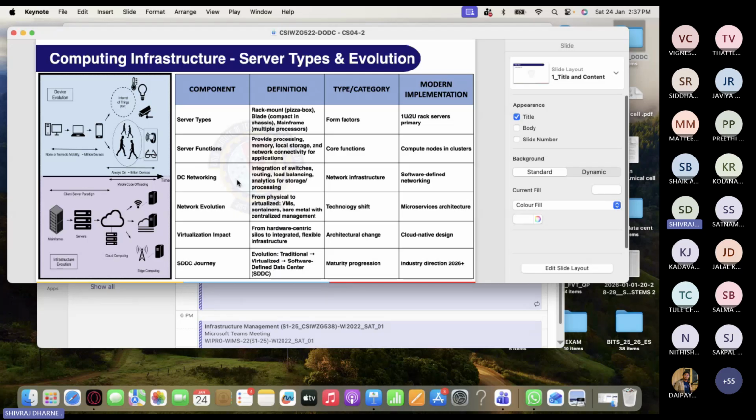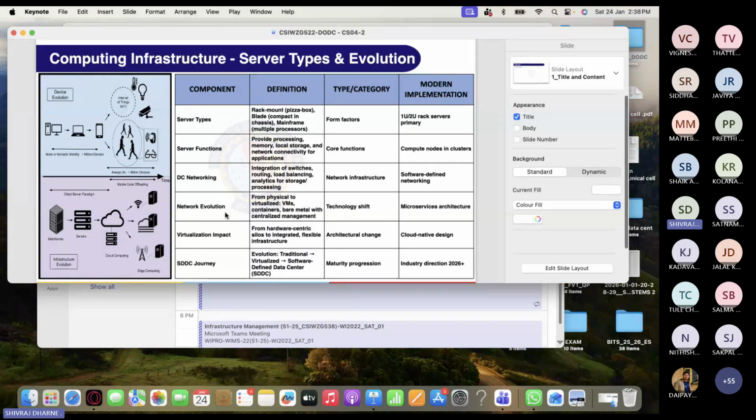So server functions, you know that it will provide the processing, memory, local storage, and network connectivity for many applications. And data center networking design covers integration of switches, routers, load balancing, analytics for storage and processing, all that, right? So this is all network infrastructure. And what is the modern implementation? Software defined networking. And network evolution, what is happening? From physical to virtual. Most of the physical servers are moving to virtual machines, right? So bare metal with centralized management. This is a technology shift, and they are nowadays called microservices architectures, right?